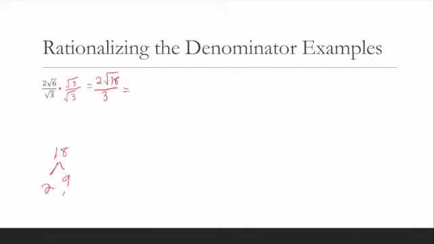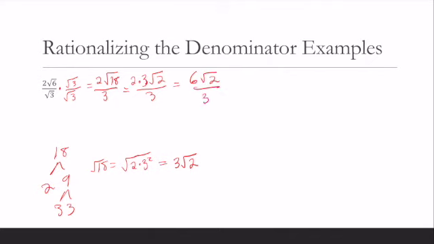Remember, 18 factors into a 2 and a 9, and a 3 and a 3. So the square root of 18 is the same as the square root of 2 times 3 squared. And square roots cancel squares, so I have 3 square root of 2. So that leaves me with 2 times 3 square root of 2 over 3. So I have 6 square root of 2 over 3. And 6 divided by 3 is just going to give me 2 square root of 2 for our final answer.